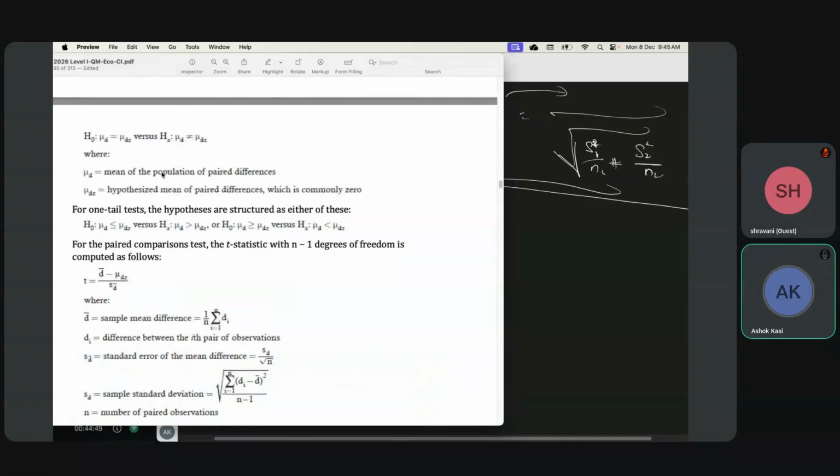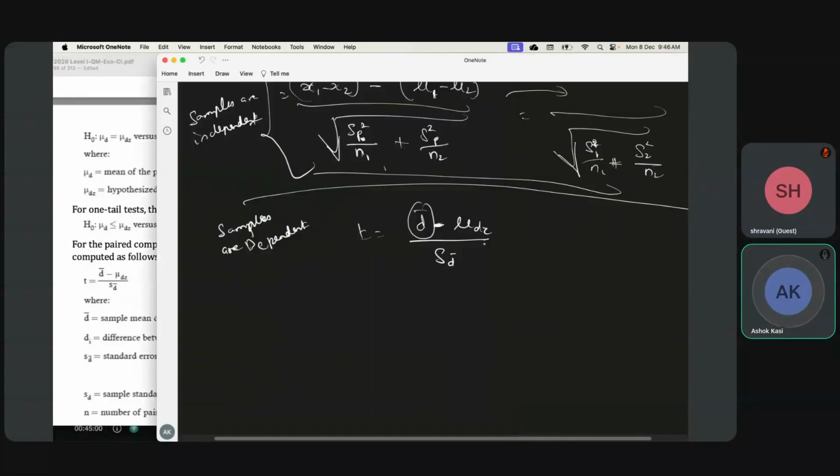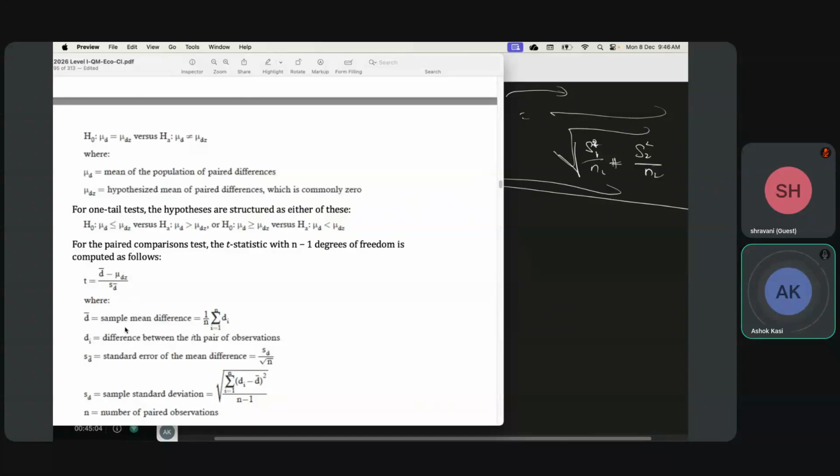This is the mean of the population of pair differences. The hypothesized mean of the pair difference is commonly 0, so this number is 0. And this is the sample mean difference, that means you take the differences and divide by n.